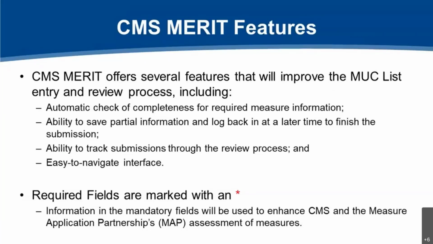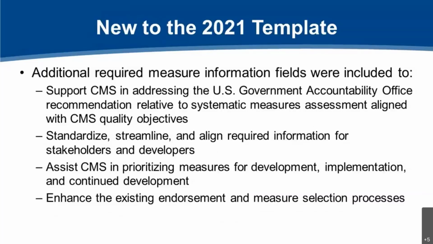Throughout the tool, you'll see a red asterisk, which denotes fields that are mandatory. These fields will be used to enhance CMS's and the Measure Application Partnership's assessment of measures. You may notice that there are more of these required measure information fields in CMS MERIT than you've seen in previous years.